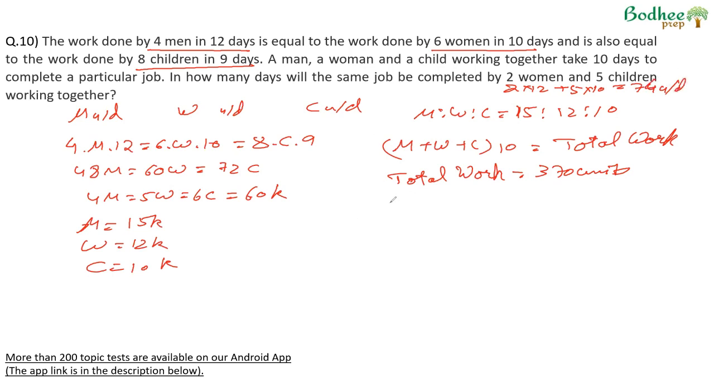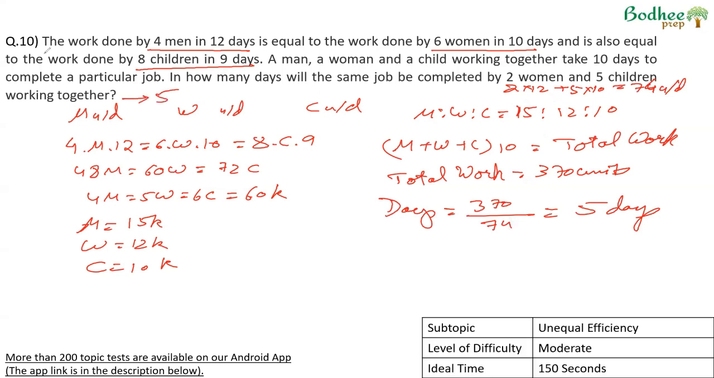So what will be the time required? Total number of days will be total work by work per day. 370 units being done at 74 units per day. This will end up taking a total of 5 days. 7 5s are 35, 20, 37. And therefore the answer becomes 5 days.